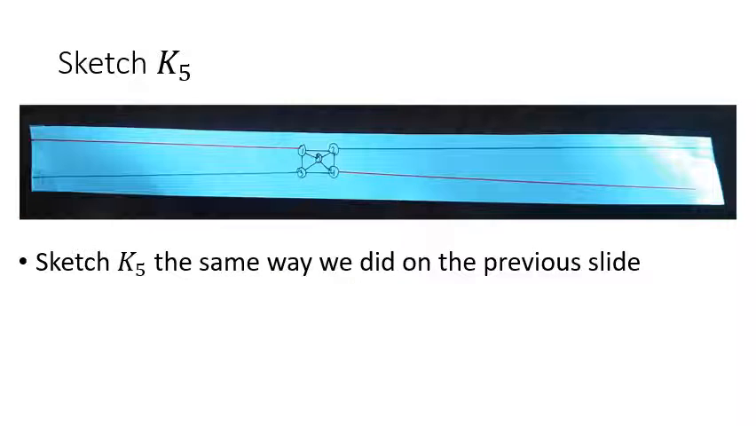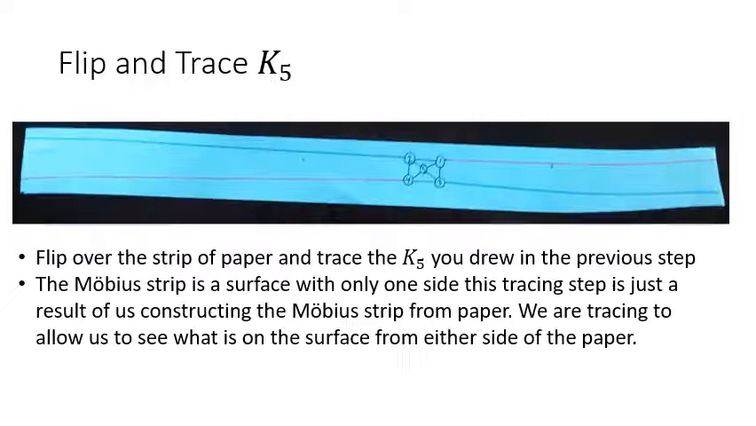The next step is to sketch the graph K5 just as we saw it in the previous slides. I use different colors for the longer edges because it makes it significantly easier to track what's going on once you have the Mobius strip constructed. The next step is to flip over the piece of paper and trace the lines that you drew on the other side. It's important to understand that the Mobius strip is a surface with only one side, and this tracing step is just a result of constructing the Mobius strip on a piece of paper.